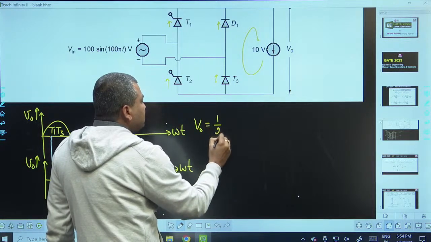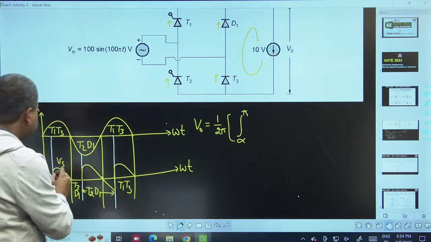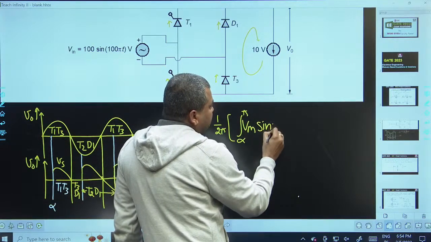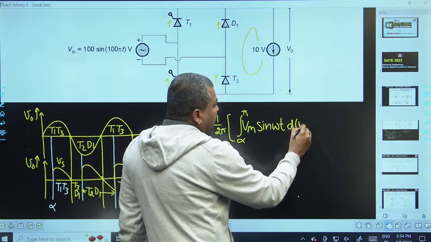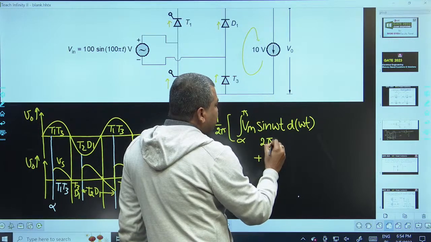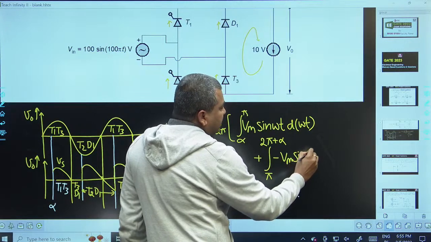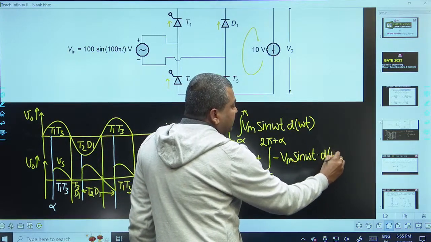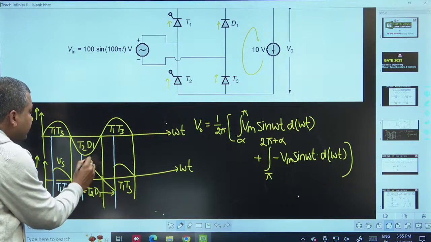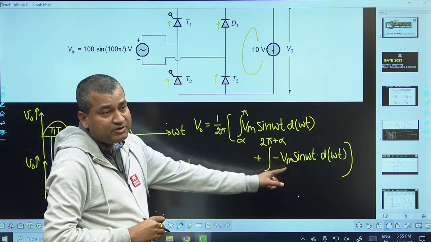Out of one cycle, integral alpha to pi, the output voltage is the same as the supply voltage, it is Vm sin omega t, plus integral pi to 2 pi plus alpha, it is minus Vm sin omega t d omega t. Dear students, generally here we make a mistake. Actually this voltage is minus Vs, so we take minus Vm sin omega t. This is the place where people generally make mistakes.